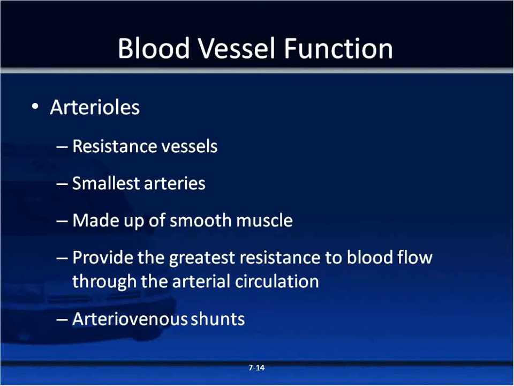In most areas of the body, blood from arterioles enters capillaries. Some arterioles connect directly to venules, which enables blood to bypass the capillary networks. The connections are called arteriovenous shunts.